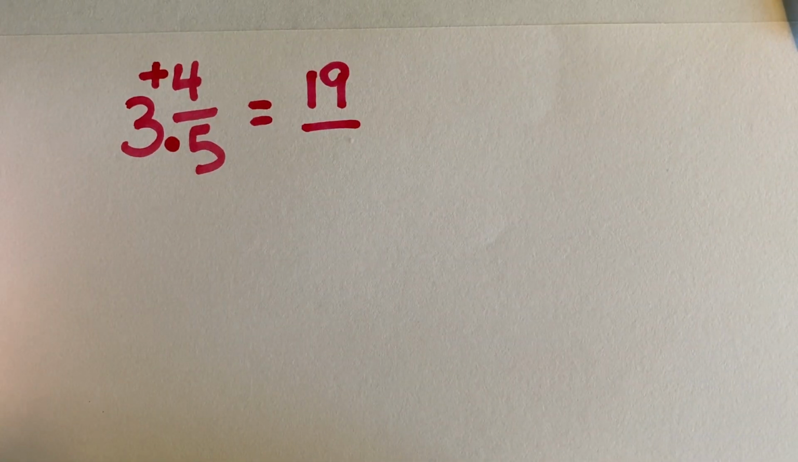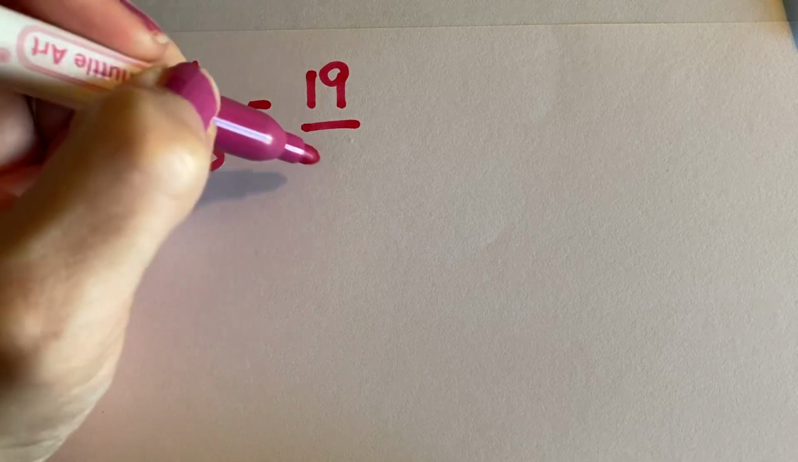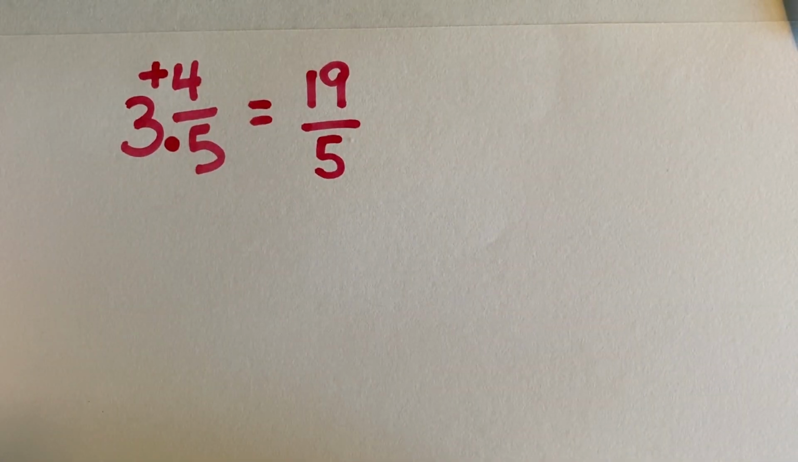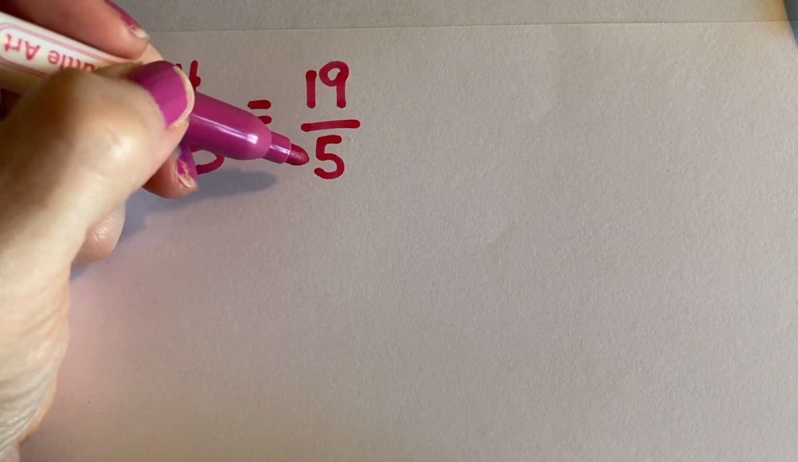So 5 times 3, let's do that in our heads, is 15. Now hold on to that. Hold on to 15, and now add 4. 15 plus 4 equals 19. And then you put that on top of this denominator, 5. And that's how you change a mixed number to an improper fraction.